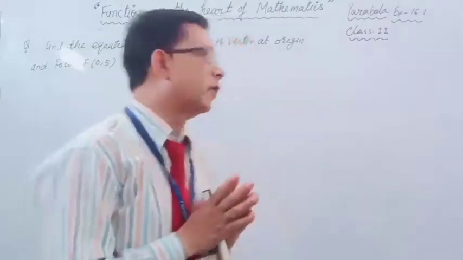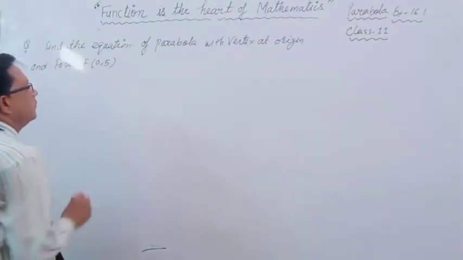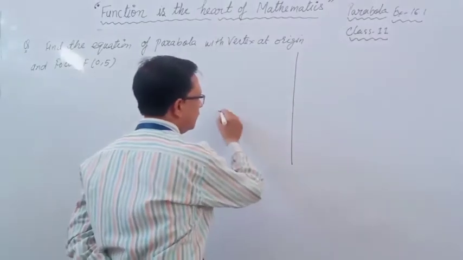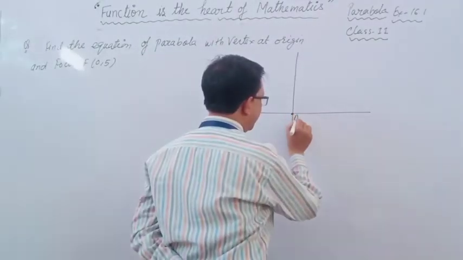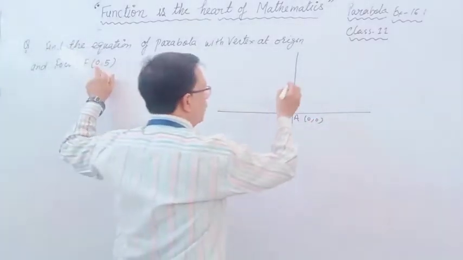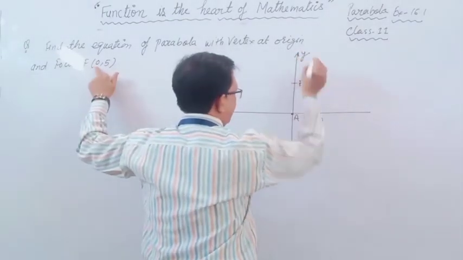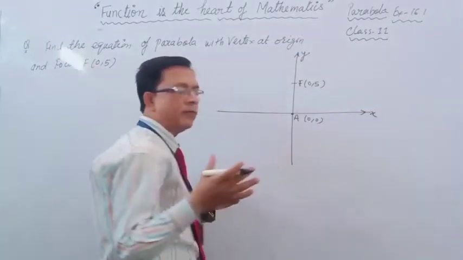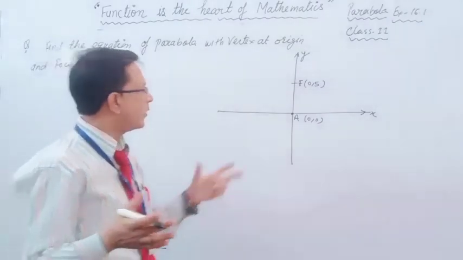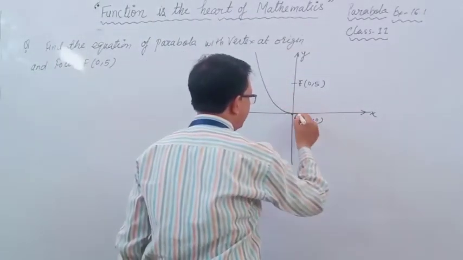The next question is to find the equation of the parabola whose vertex is at the origin and focus is (0, 5). So first we draw the diagram. The vertex is the origin, here is the vertex, and the focus is (0, 5). So (0, 5) is here, so this is your focus, on the y-axis, and this is the x-axis. We know the parabola rotates about the vertex, and the focus is inside the parabola. So the parabola opens in this direction.